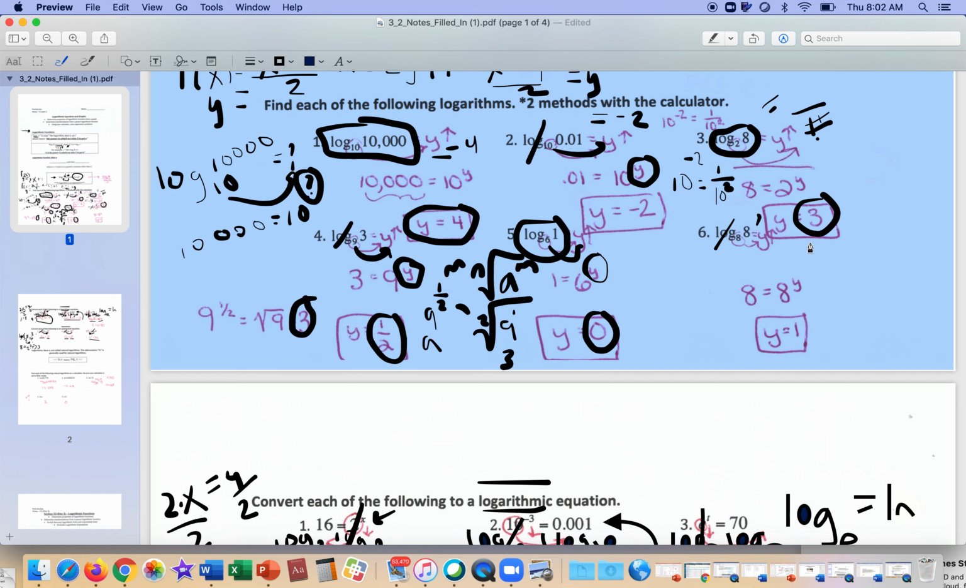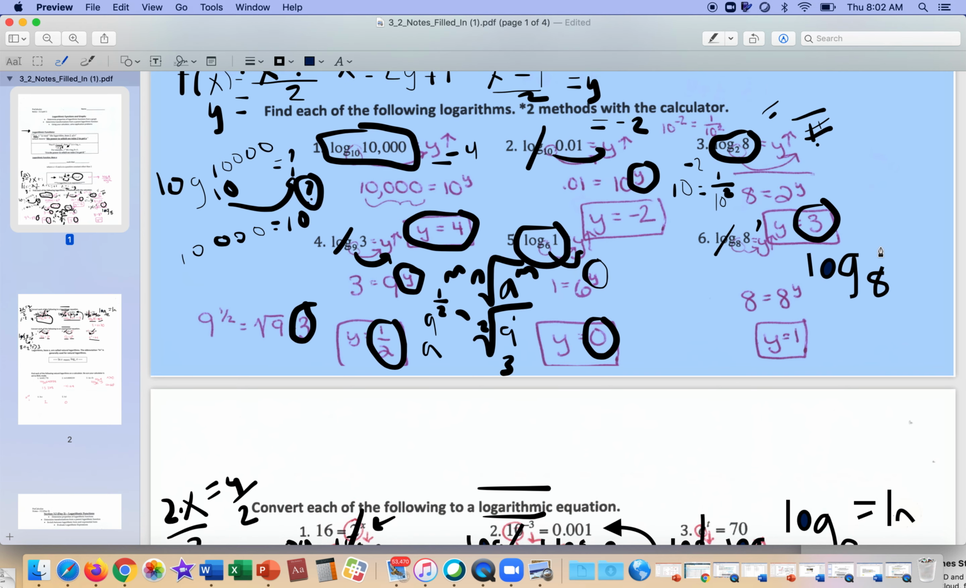So you can either do it this way, like we said before. You could say log base 8 of 8 equals what? It wasn't originally an equation. We just like to write it this way because it's a little bit easier to see, in our opinion.